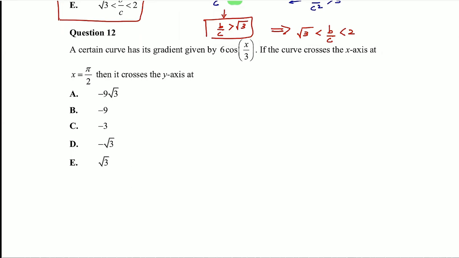So let's talk about this. A certain curve has its gradient. Fine. If the curve crosses the x-axis at this, then it crosses the y-axis. Can you see the way they are asking the question, right? It is confused, right? But crosses the y-axis. They're asking y-intercept. Can you see? These people are very smart.